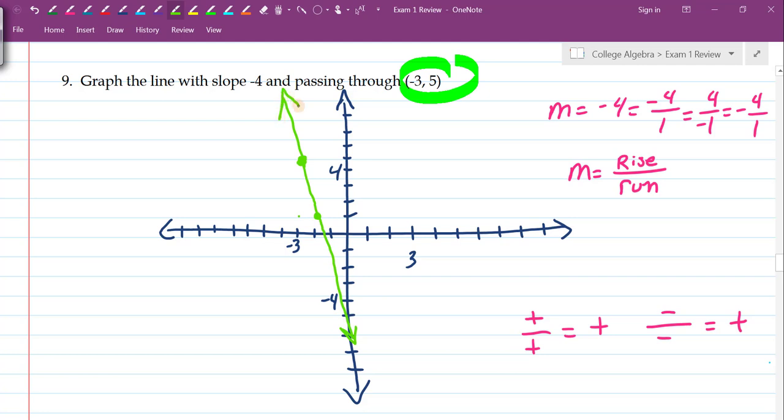So I could have gone up 4 units, 1, 2, 3, 4, and then left 1. And that would have put me right there. Okay, so again, whenever you're dealing with a negative slope, make sure you change only the sign in one location. If you change it in both, you actually end up with a positive slope when you need a negative slope.